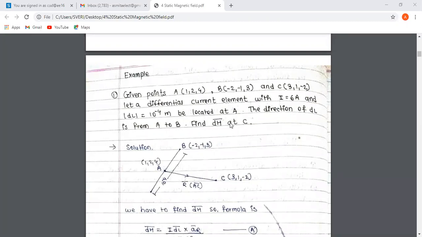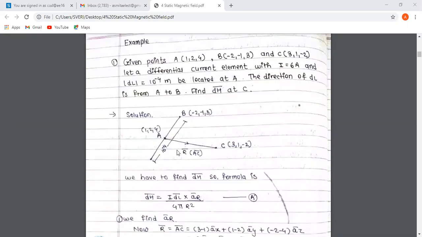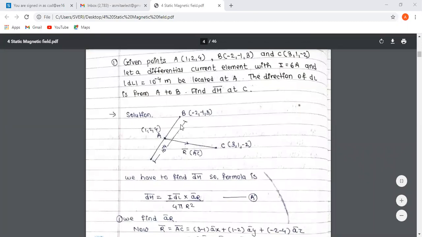So here just see one example. Given points A of 1, 2, 4, B of -2, -1, 3, and C of 3, 1, -2. Let a differential current element with I equal to 6 ampere and dl bar equal to 10 raised to -4 meter be located at A. The direction of dl is from A to B. Again one filament is given through which a current of 6 ampere is flowing. The point A has coordinates 1, 2 and 4, and point B has coordinates -2, -1 and 3.